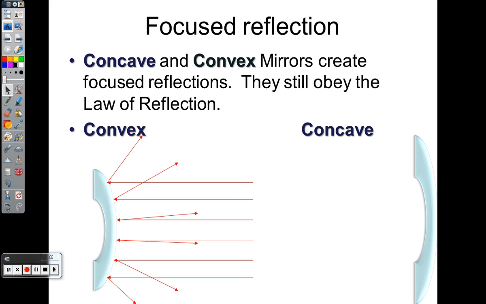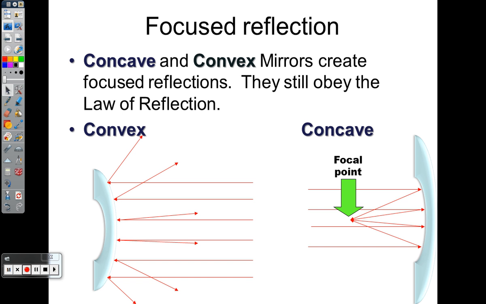What about concave? What's that going to do? Pretty longer, be smaller. That's right. So it's going to bend the light into the middle. This point here, where they hit, that's your focal point. Okay, everyone drawn that and labeled it? Okay.